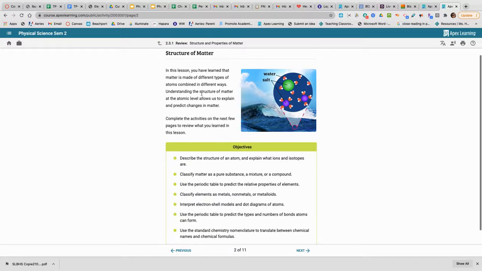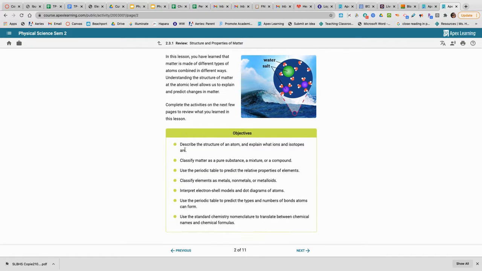First thing you looked at was the structure of matter. So you learned about different types of atoms and how they can combine in different ways to produce different types of substances. Essential to understanding how substances form and being able to predict the type of substances that form is understanding the structure of an atom at an atomic level. What does an atom look like? What is it made of? How does it behave? All of those things.